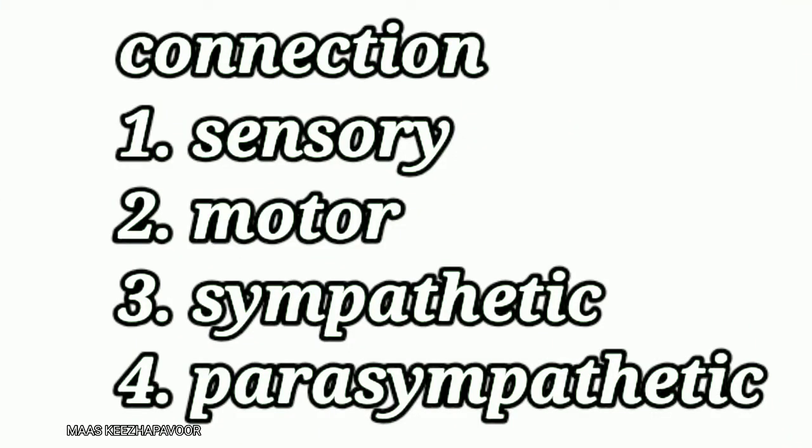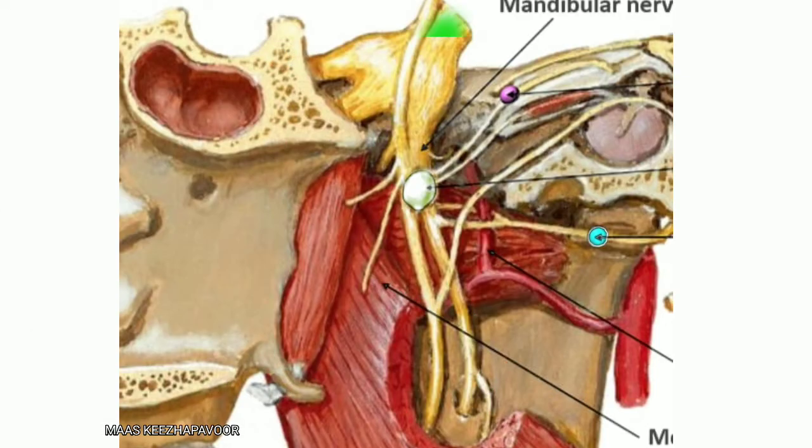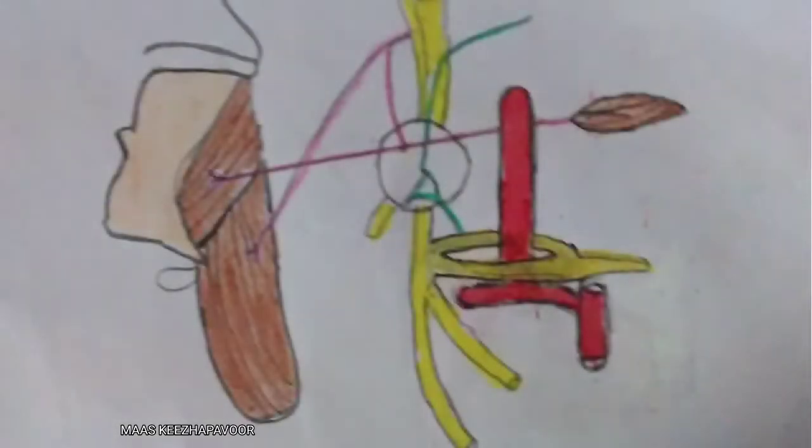The connections of otic ganglion are sensory root, motor root, sympathetic root, and parasympathetic root. Let us see in detail about these roots. The sensory root is the mandibular nerve. The motor root is nerve to medial pterygoid muscle from the main trunk of mandibular nerve. This nerve gives a twig to otic ganglion, which does not relay but bifurcates into two branches supplying the tensor veli palatini muscle and tensor tympani muscle.